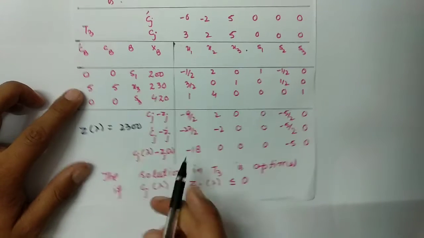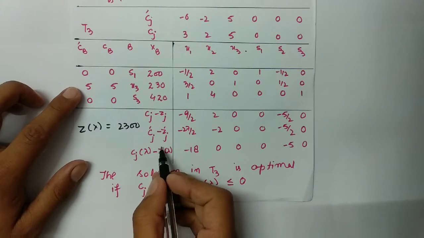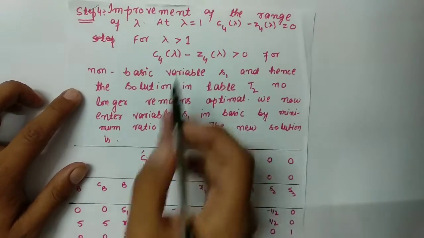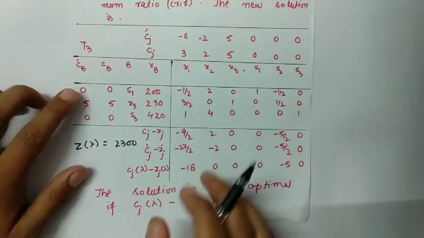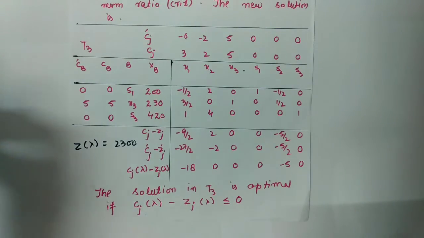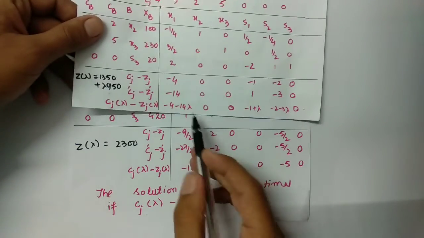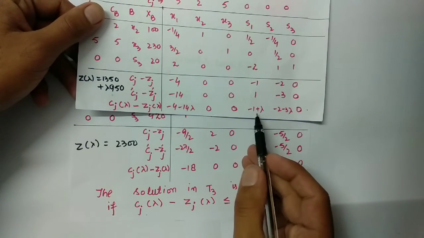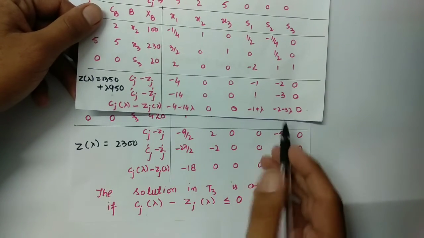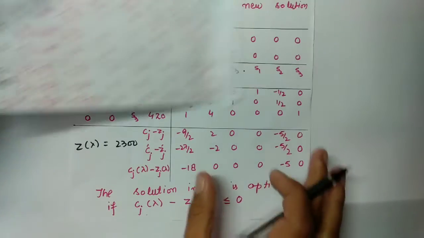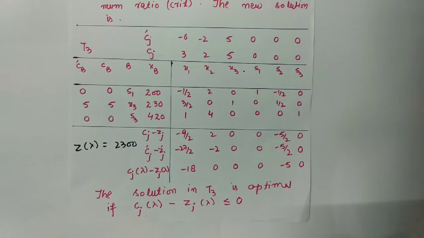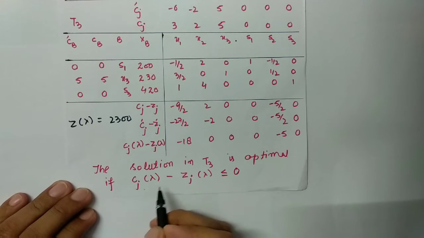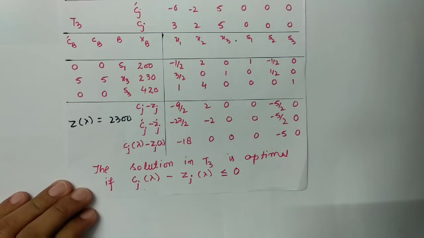Okay, now C dash J lambda minus Z dash J lambda, we are checking the critical value at lambda equal to 1. So I will put lambda equal to 1 in table 2. Here for lambda equal to 1, I will get minus 18. Then for lambda equal to 1, I will get 0, minus 2, minus 5. Okay, this is the required table. Now we apply the same procedure. This solution will be optimal if Cj lambda minus Zj lambda is less than or equal to 0.